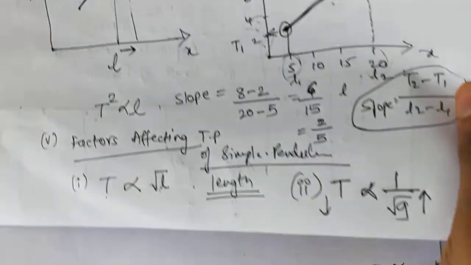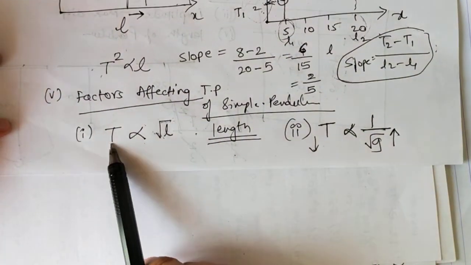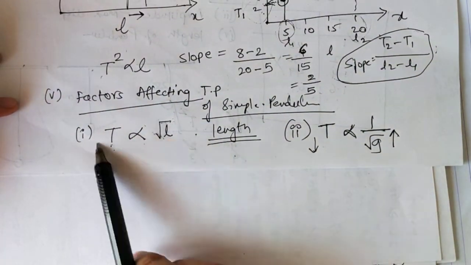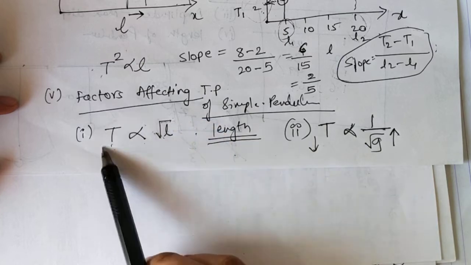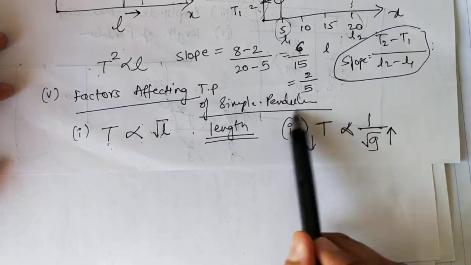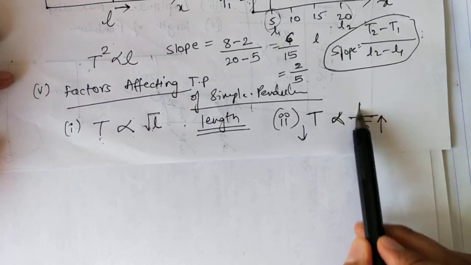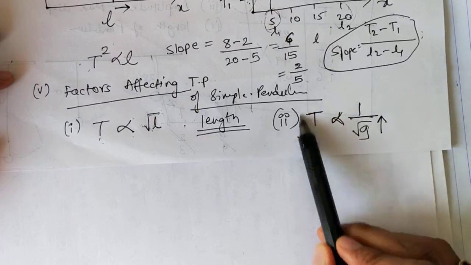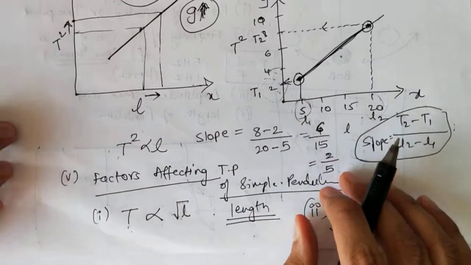So these were the first 2 points. First point said that time period is directly proportional to length. Directly proportional. Length increases, time period will increase. Second said that time period is inversely proportional to gravity. Gravity increases, time period will decrease.